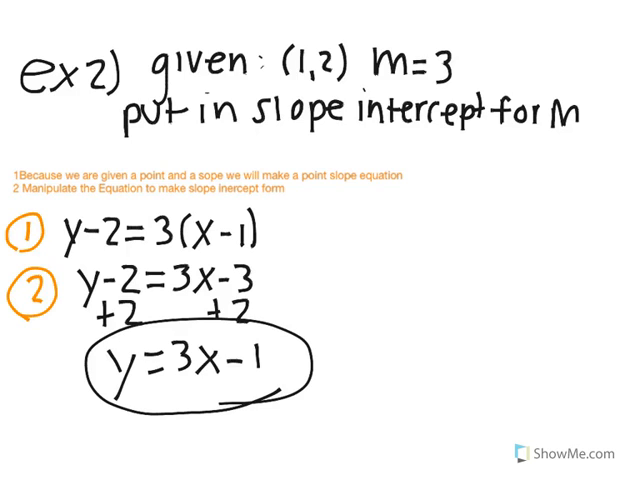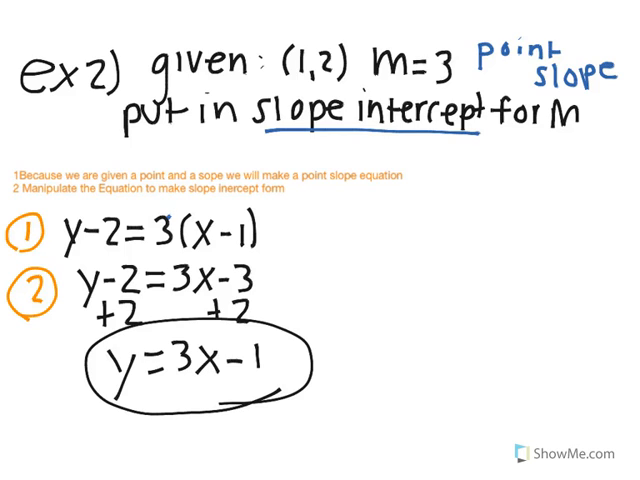Okay, here's an example of what I was talking about earlier. I'm given a point and a slope, and they want it in slope-intercept form. Now, step 1 here is to make it a point-slope equation because we are given a point and a slope. And step 2 is to manipulate it to make it look like a slope-intercept equation.